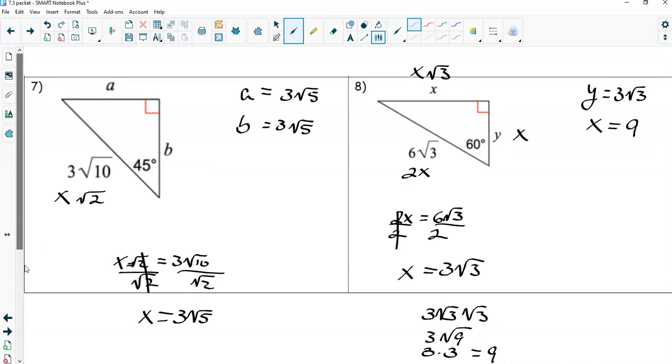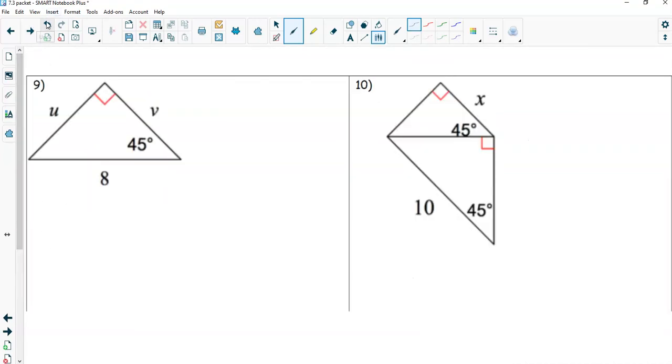And as you can see, you keep working these, and they become very, very easy. Here's another 45, 45, 90. They gave me the hypotenuse, and I know the hypotenuse is x times the square root of 2. And this is x, because they are congruent, right? So u and v must be equal. So all I have to do now is set these equal to x square root of 2 and solve for x. So x square root of 2 equals 8.